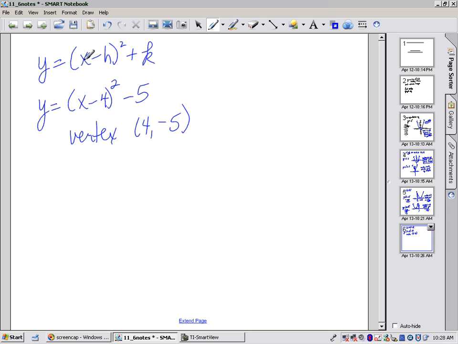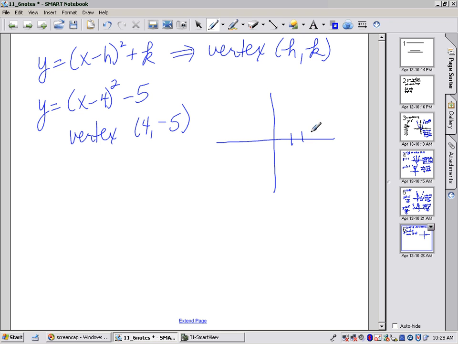We have y is equal to (x minus h) squared plus k. Changing the sign on h, right? If it's a minus h, the vertex is just h. So you take the opposite sign of what's there. For k, since it's positive there, it's the same value that we use. And then you'd have to be able to identify the graph. So (4, -5).